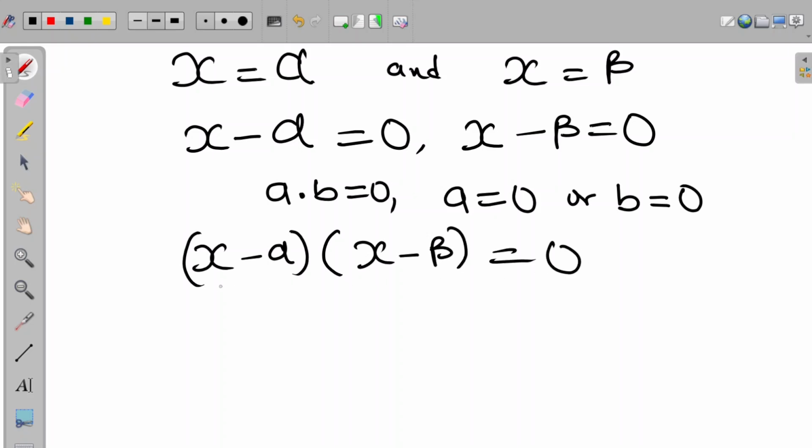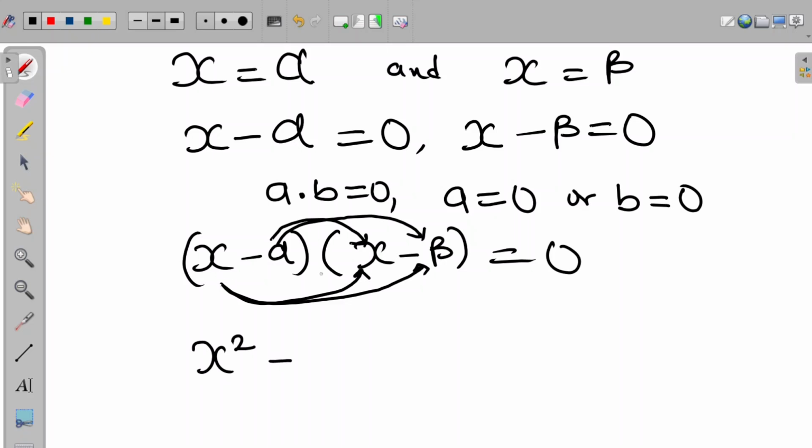Now, we can expand this to form a quadratic equation. So, x first multiplies x, again x will multiply beta, alpha will multiply x, and alpha will multiply beta. Therefore, we have x squared, minus x times beta is minus beta x, minus alpha times x is minus alpha x, and minus alpha times minus beta is plus alpha multiplied by beta equal to 0.